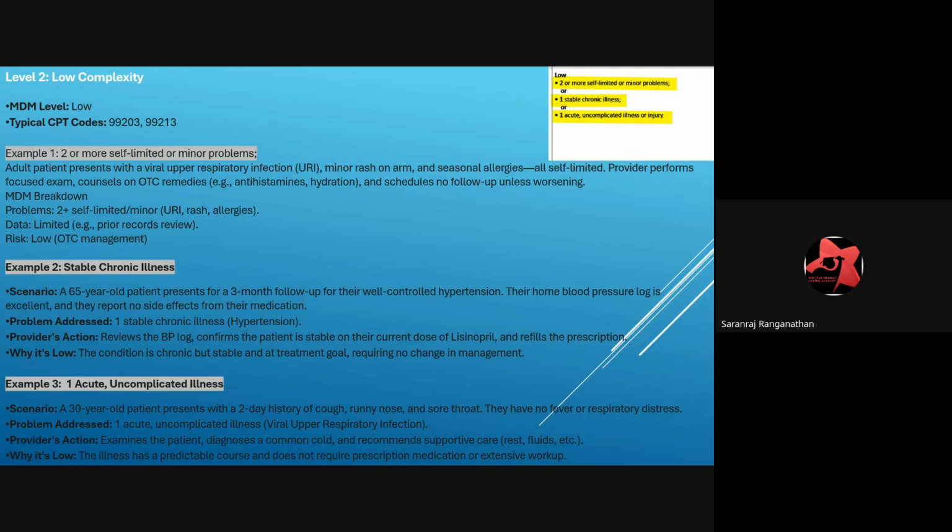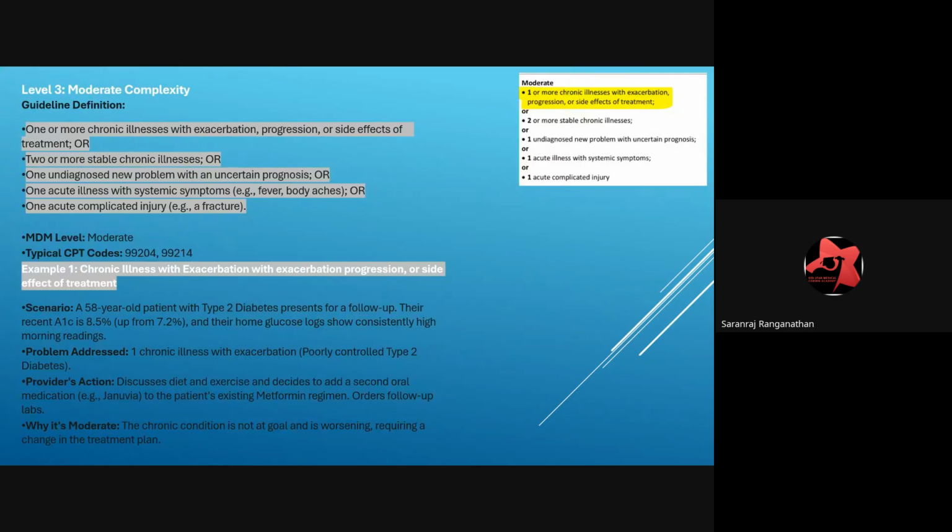Okay, so these are the three different categories in the low level. Next, we are going to see moderate complexity. In moderate complexity, we have five different categories. First one is one or more chronic illnesses with exacerbation. That is very important. Previously, we have seen chronic illness, there is no doubt in that. But here we are seeing exacerbation, progression, or side effect of the treatment.